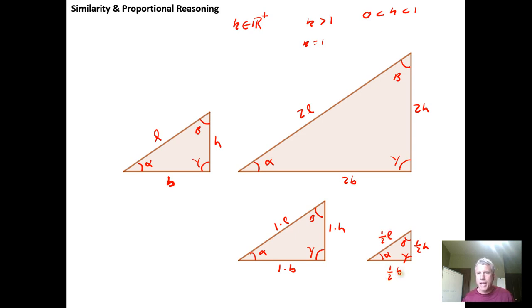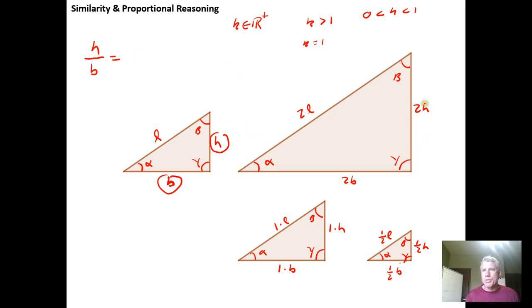And the nifty thing about similar triangles is if you take ratios of corresponding sides, you get an invariant, you get a constant. So for example, if I take the ratio of the height of the original to the base of the original, height divided by base length, I'm going to discover that any triangle that is similar to that is going to have the same ratio, h over b.